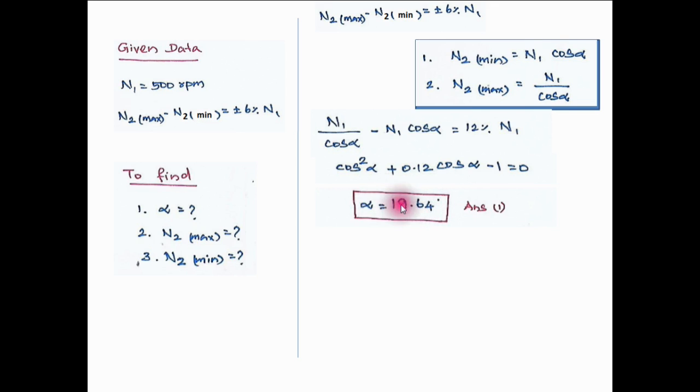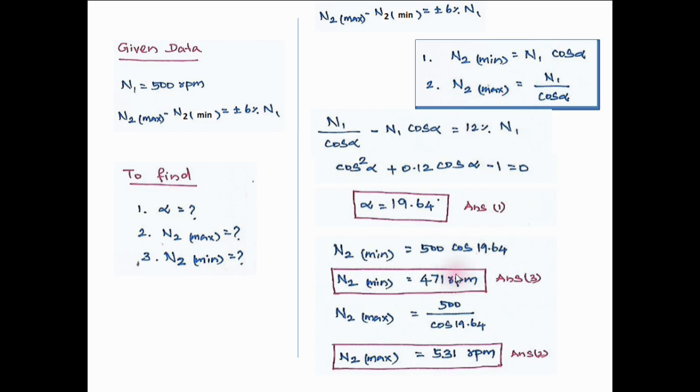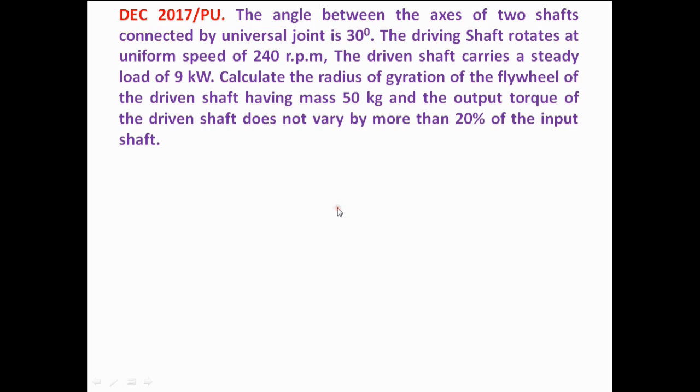Now substituting this alpha and n1 in this formula, we can get n2 minimum speed. Again substituting n1 and alpha in this formula, we can get maximum n2. These are the values of n2 minimum and n2 maximum. These three values, alpha, n2 minimum, n2 maximum, are the answers for this question.